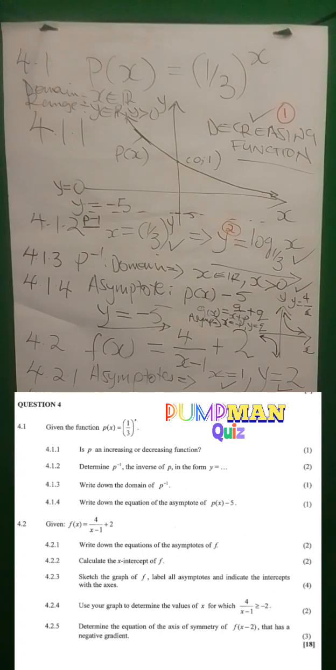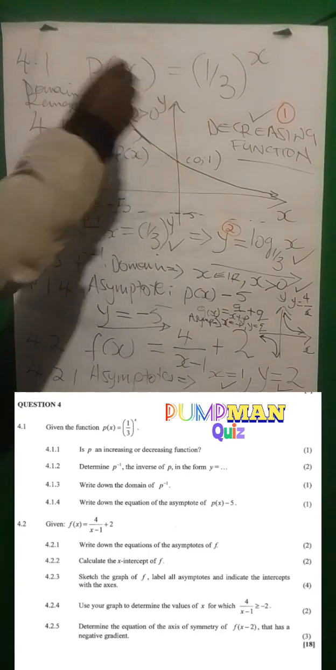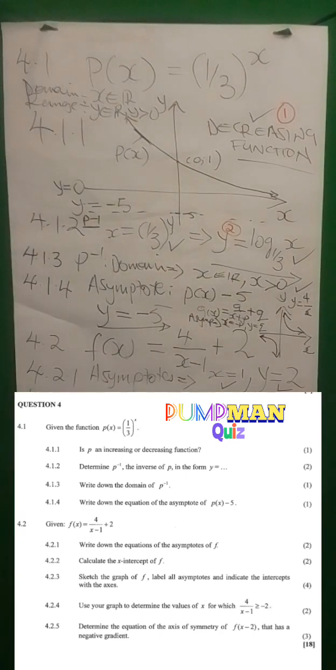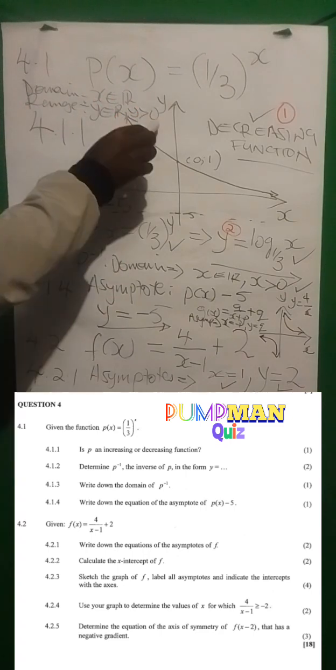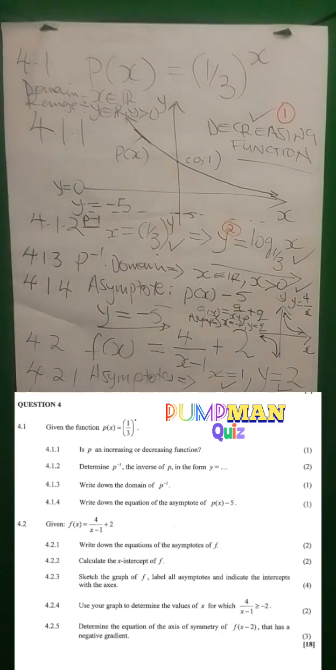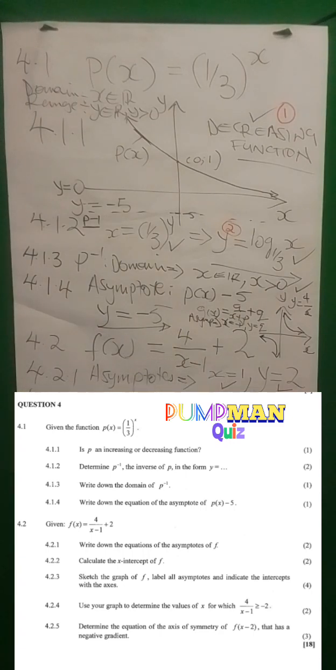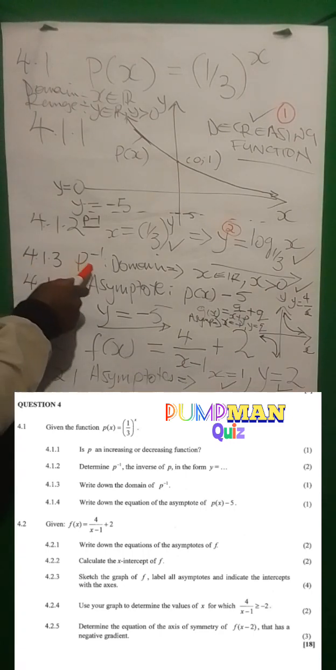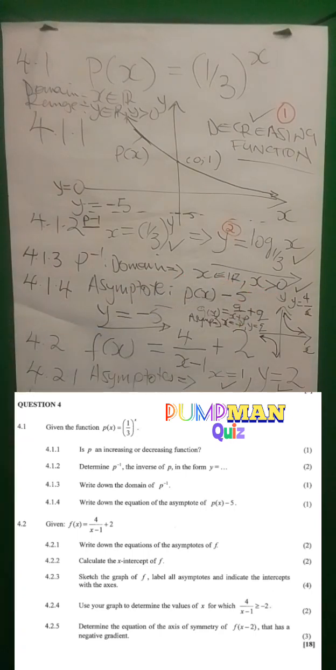Now 4.1.3, we are supposed to write down the domain of the inverse of p. Very simple. If you look at the graph of p of x, which we have just sketched here, you realize that its domain is x is a real number and the range is y is a real number, y is greater than 0. Meaning to say, the domain of my inverse is, I put x where y is going to be, x is a real number, x is greater than 0. Right? That is going to be my domain of the inverse.